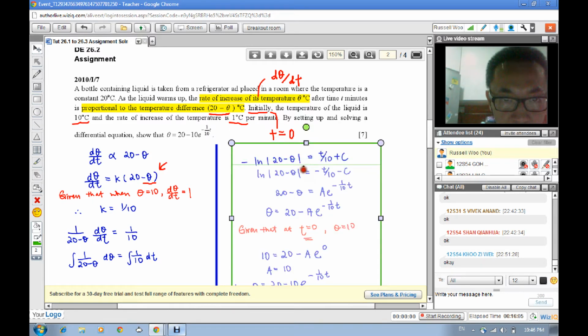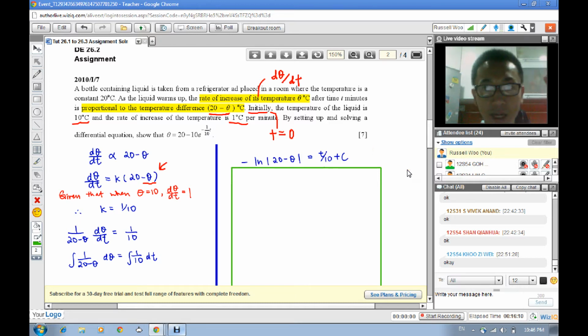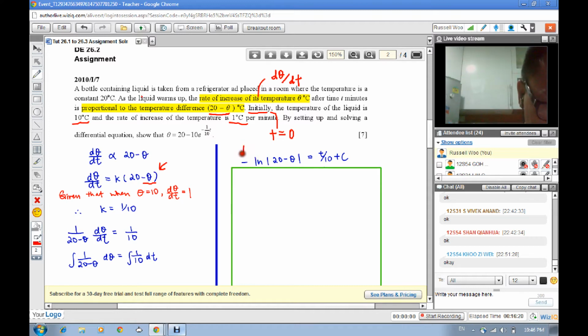Just don't forget to put two things. Theta, the ln mod, don't forget the mod, and don't forget the negative sign. This negative sign here. And don't forget the mod sign.